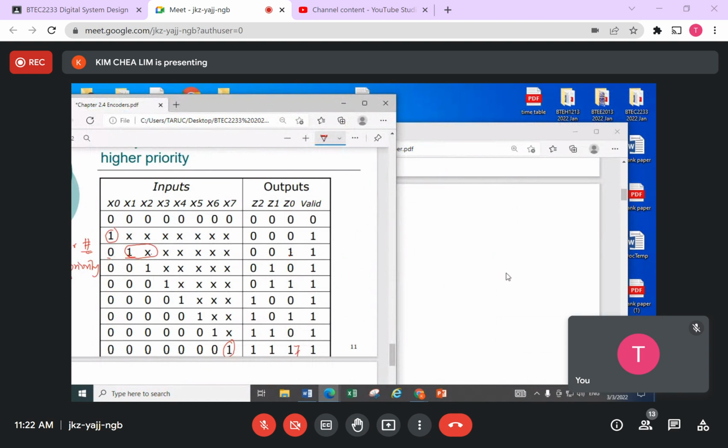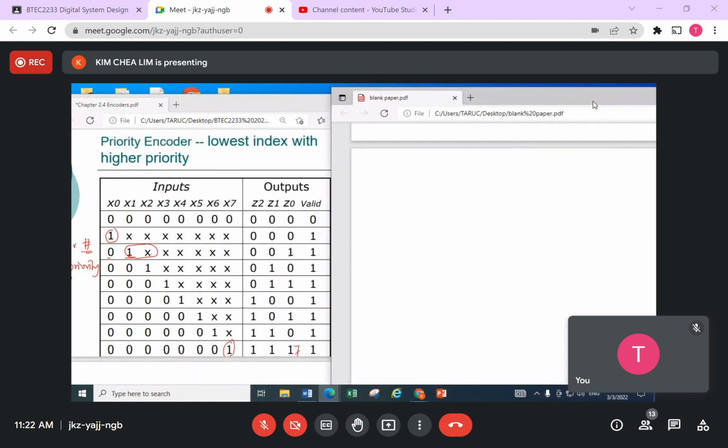Now, based on this table here, you find that, okay, we need to work out the Z2. For example, for the case of Z2, of course, I still see 4 ones over here. But because of the don't care here, I cannot just say that I only consider X4 plus X5 plus X6 and so on. So you must ensure that for my Z2 to turn on, these are all 0. So my X0, X1, X2, X3 are all 0. Then my X4 only is a 1.